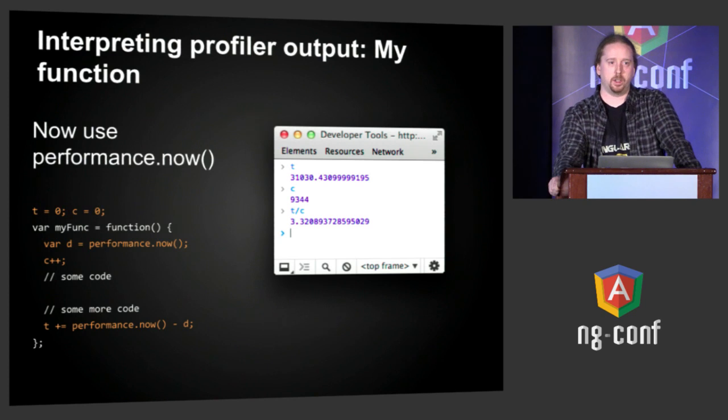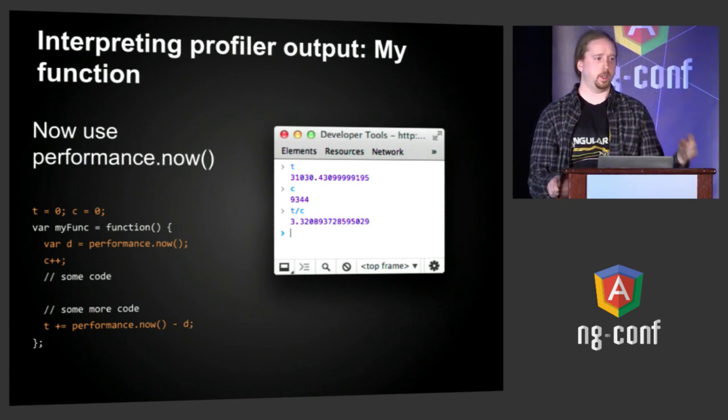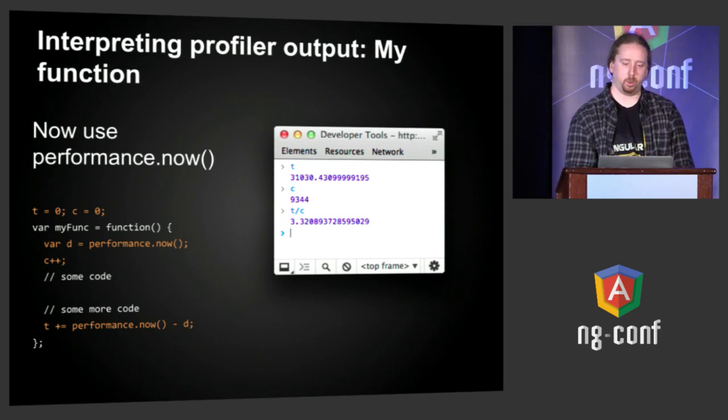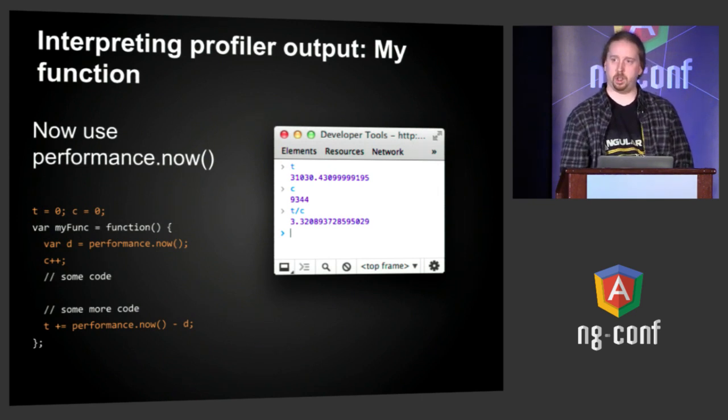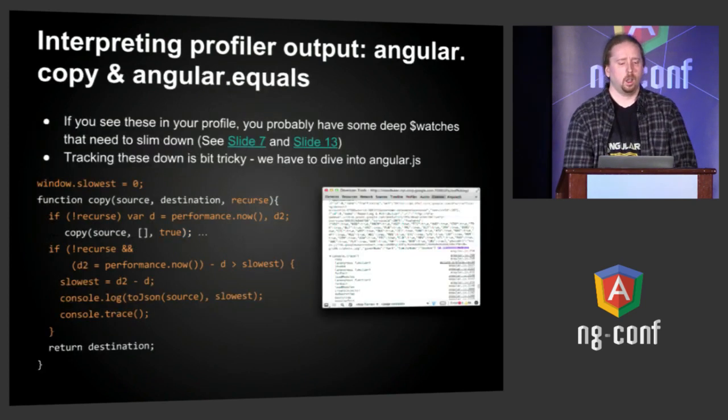Whereas if you were just using console.time and console.timeEnd, they give you a one-time count, but I really find the sum is a lot more interesting. And then of course if you also keep a counter c where I'm counting each time this happens, then I can do t over c to get the average time per execution.